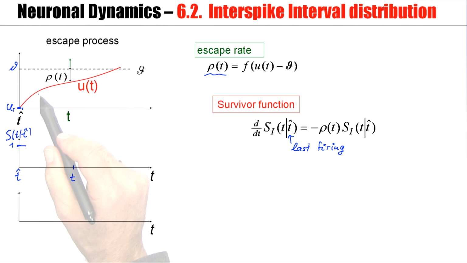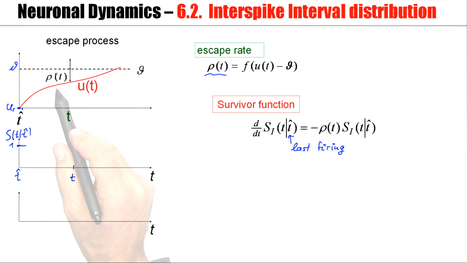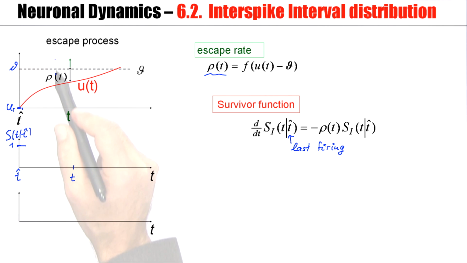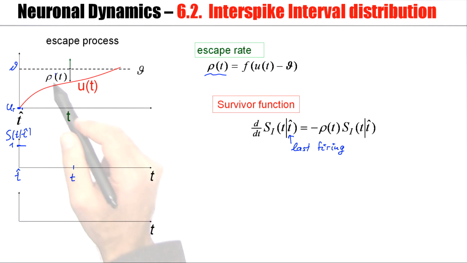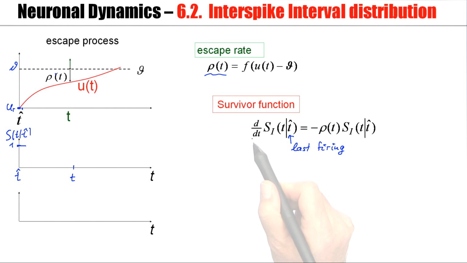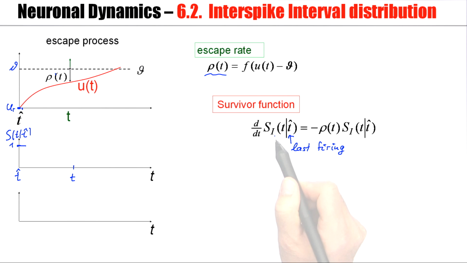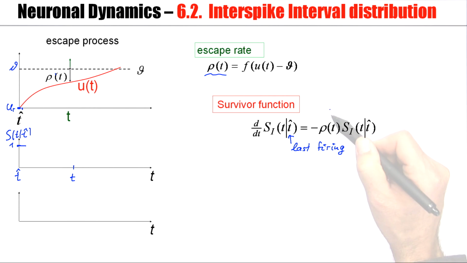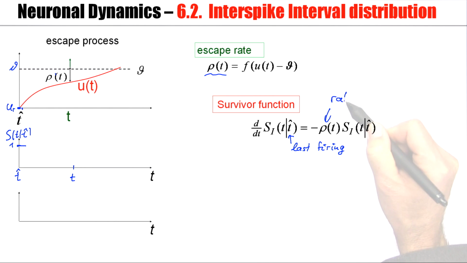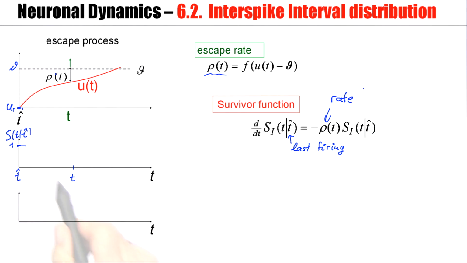And now, as the membrane potential approaches the threshold, there's a certain probability that it fires. The instantaneous rate is rho. So we expect that this survival probability will decrease with this momentary rate, rho of t. This is the momentary rate. So as u of t approaches the threshold, there's an escape rate, and therefore the probability to survive will go down. So this is the probability of surviving.